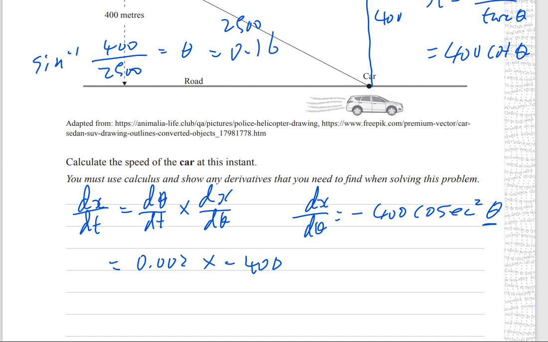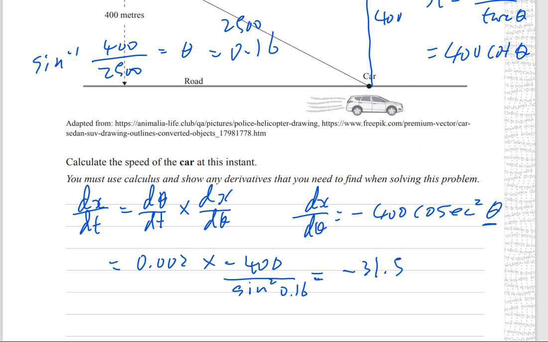So all we have to say is times by negative 400. Well, what is cosecant theta, by the way? That's 1 over sine squared theta, isn't it? So negative 400 over sine squared theta. So at this moment, the theta is 0.16. So if we plug those in, I get 0.02 times negative 400 divided by bracket sine 0.16 squared, which gives me negative 31.5, right?